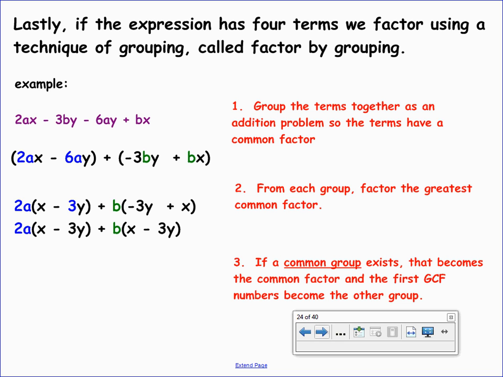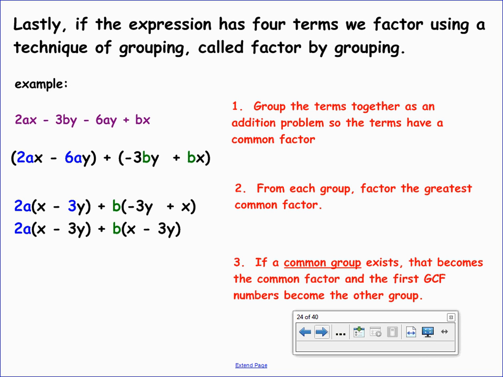Plus, now we'll factor out the greatest common factor in that second group, the green group. What's the GCF, the greatest common factor hiding in the green group? B. And so we're going to factor out a b, and then parentheses, a reverse distributive property problem. What remains in the green group? Well, now we still have the negative 3y, and then plus 1x.